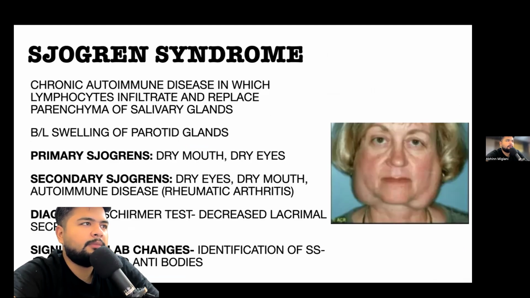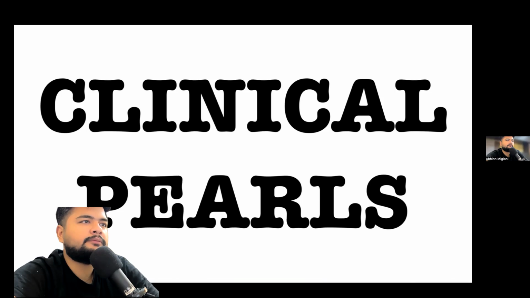So Sjogren syndrome is a chronic autoimmune disease in which lymphocytes infiltrate and replace parenchyma of salivary glands, and bilateral swelling of parotid glands is seen. Primary Sjogren's includes dry mouth and dry eyes. Secondary Sjogren's includes dry eyes, dry mouth, and an autoimmune disease like rheumatoid arthritis. Its diagnosis is seen by the Schirmer test, which shows decreased lacrimal secretion, and significant laboratory changes include identification of SSA and SSB autoantibodies.